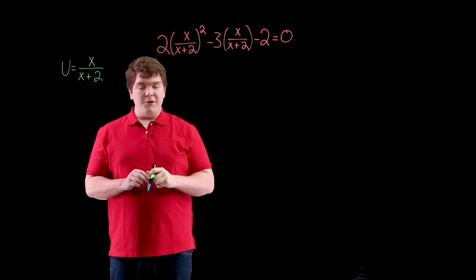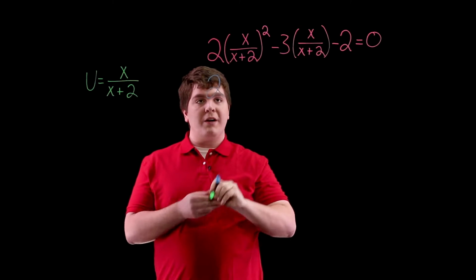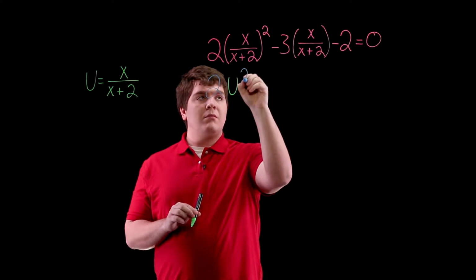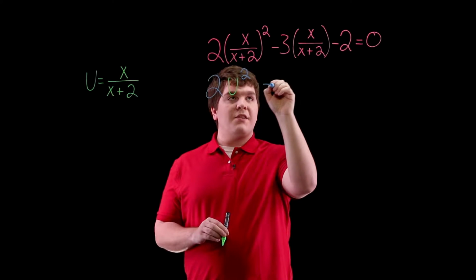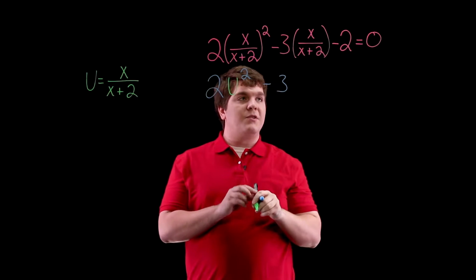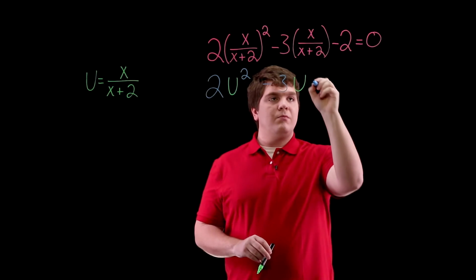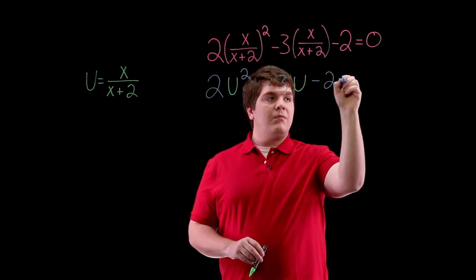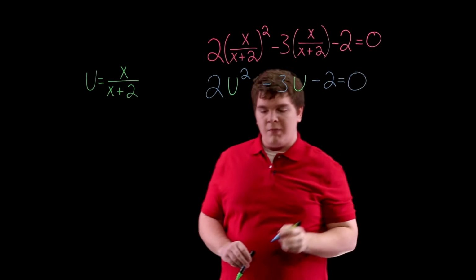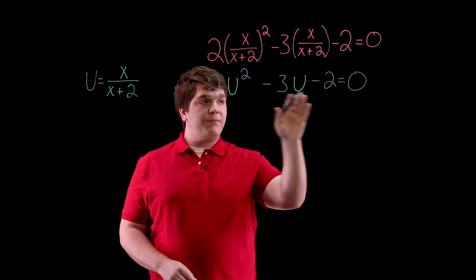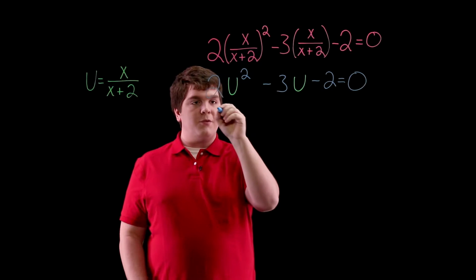This leaves us with 2 times u squared minus 3 times u minus 2 equals 0. Now this factors into 2u plus 1 times u minus 2.